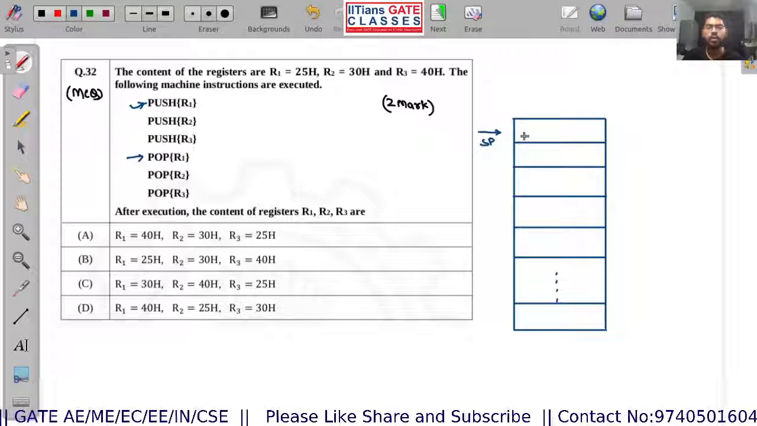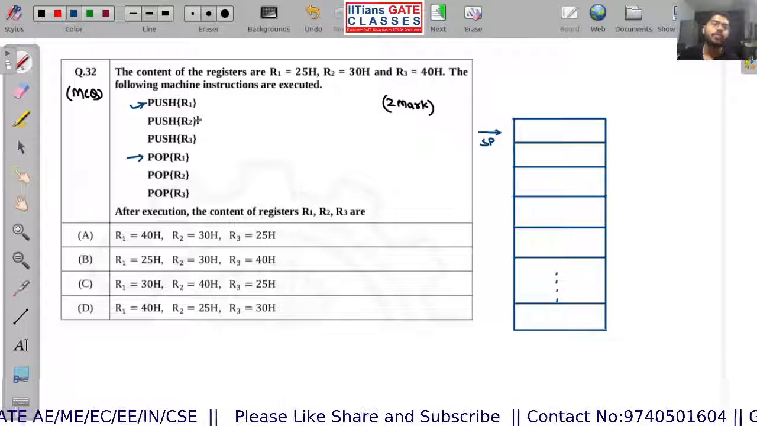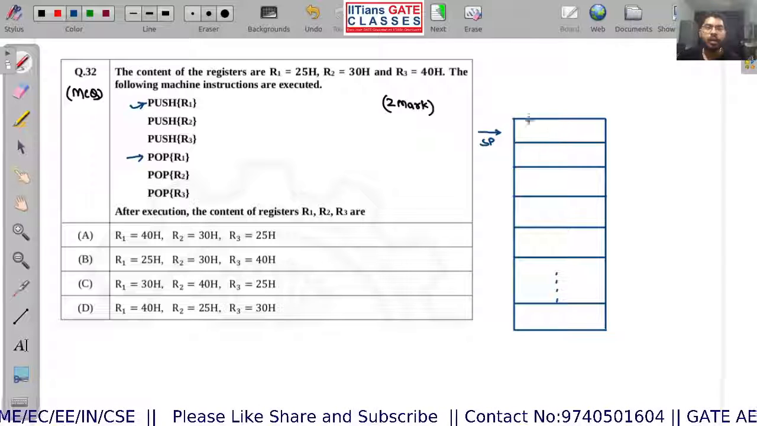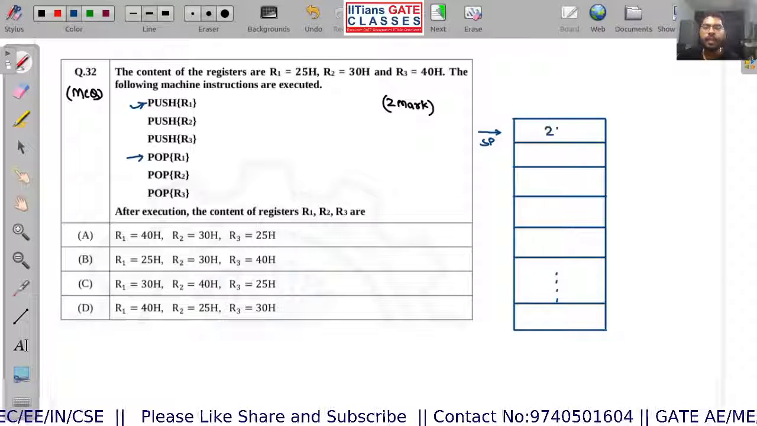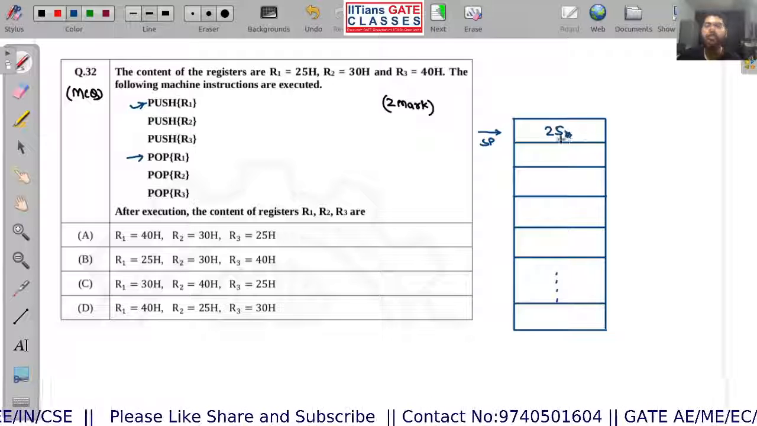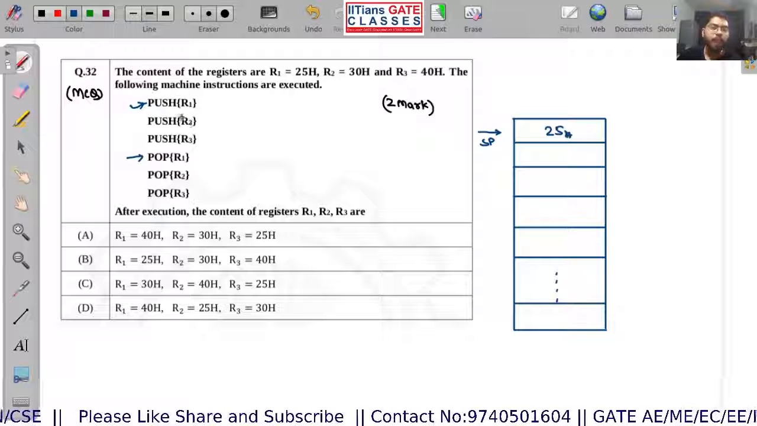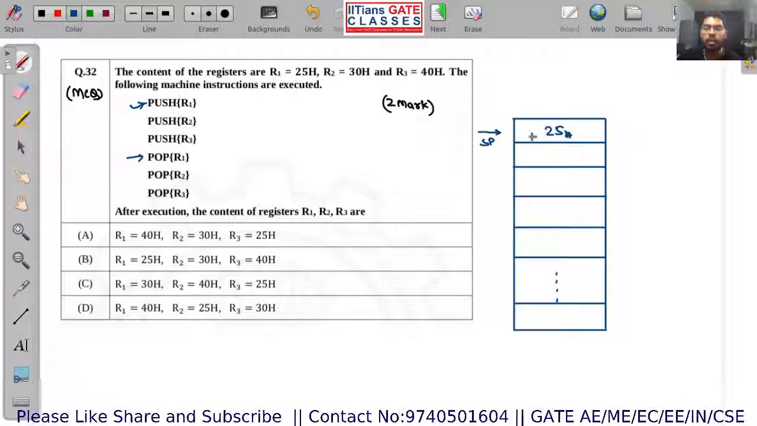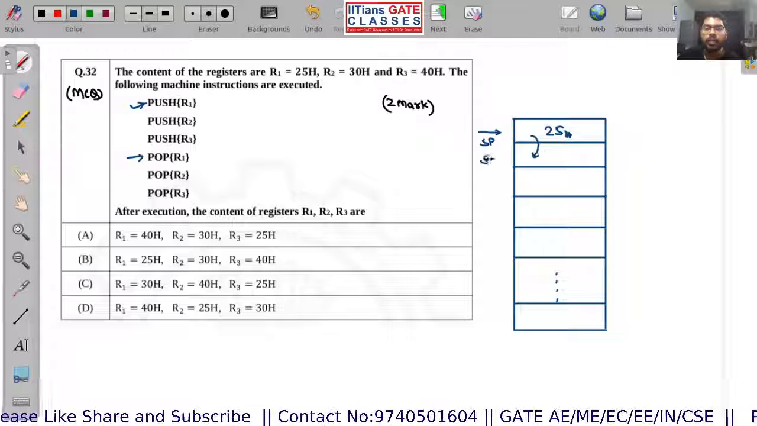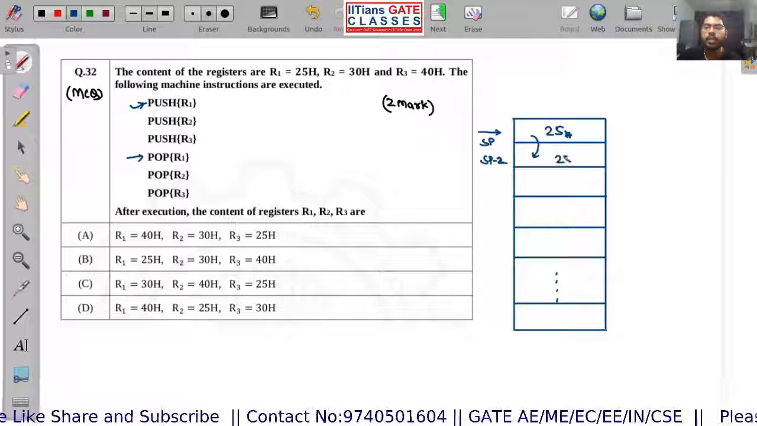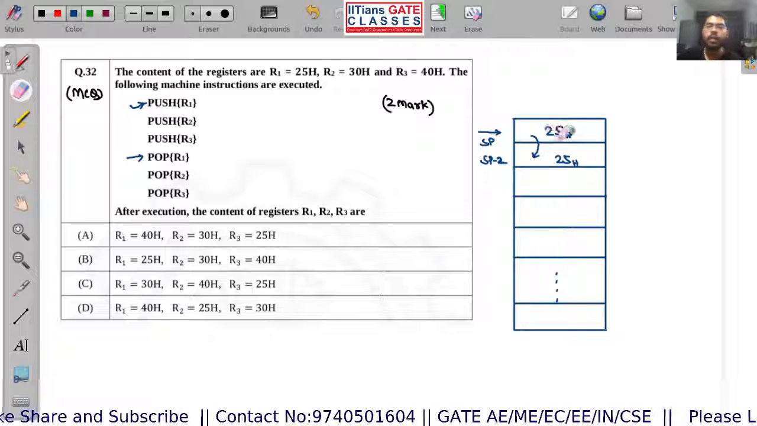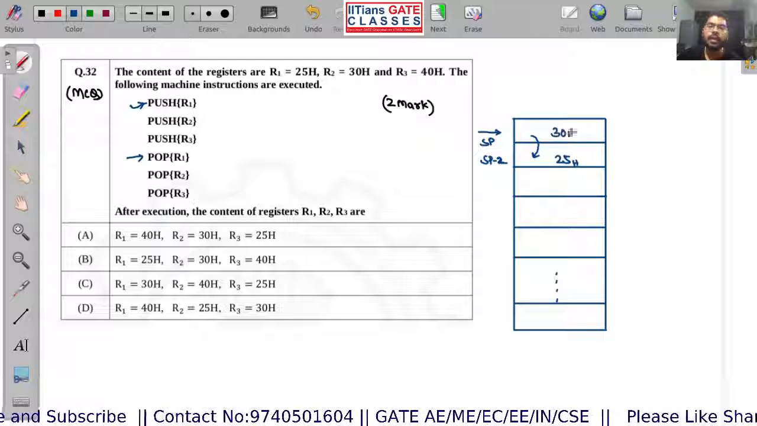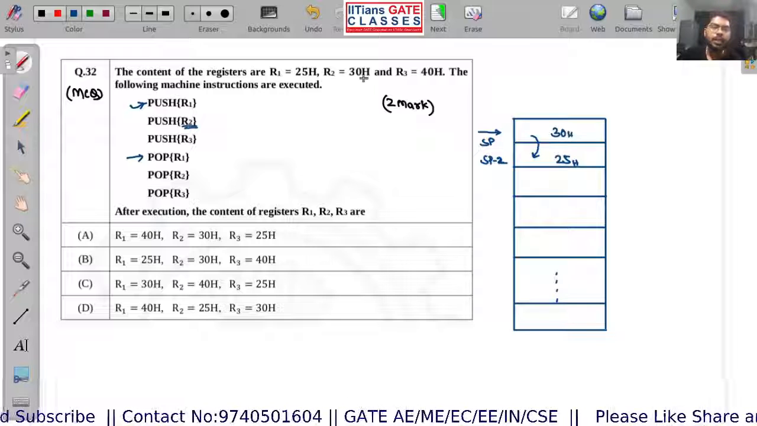So how are we going to solve this? Look very carefully, this is a very basic question. When you push R1, what will happen? This content of R1, 25H, will be pushed to the stack pointer. Now what is the next command? Push R2. What will this push R2 do? It will push this value of the stack pointer to the stack pointer minus 2. So this will now be 25H, and the content in the stack pointer will now be 30H, whatever was the content in R2 given here.